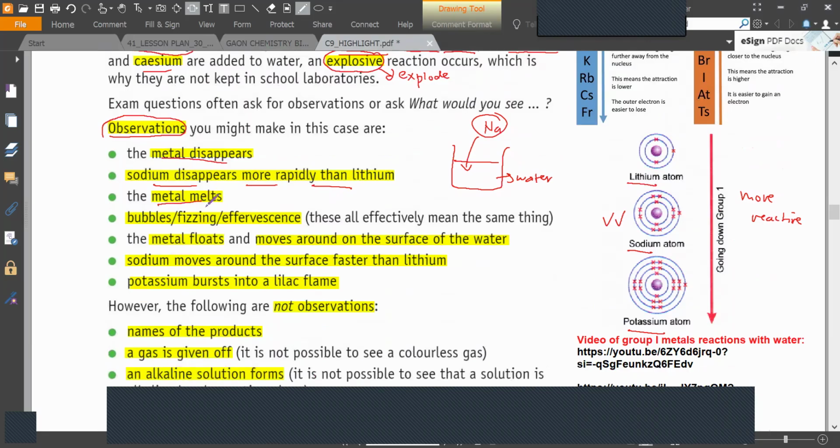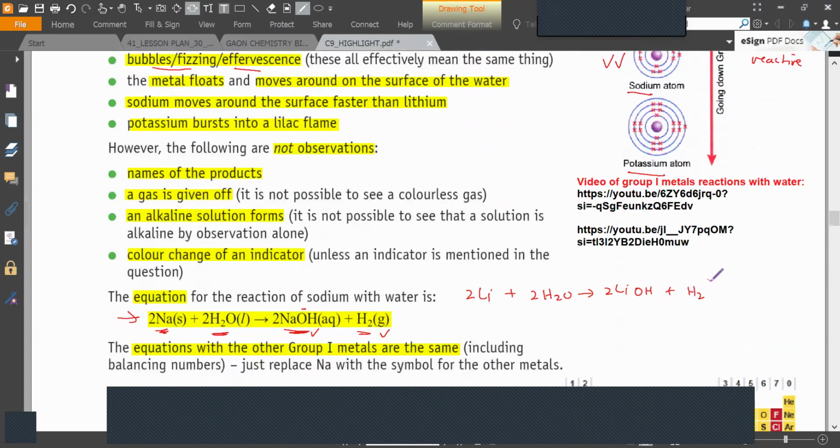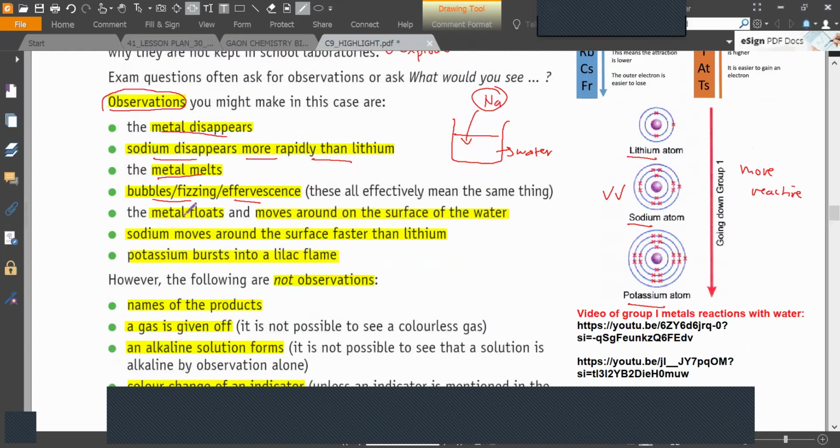The metal melts. Okay. So we'll see that it reacts quickly and then the temperature is high, so it will melt. Bubbles and fizzing. Okay. Effervescence. It will produce gas. Why? Because hydrogen is produced. Metal floats and moves around the surface of the water. So you will notice the metal will move around. Sodium moves around the surface faster than lithium. Okay. Sodium is more reactive.